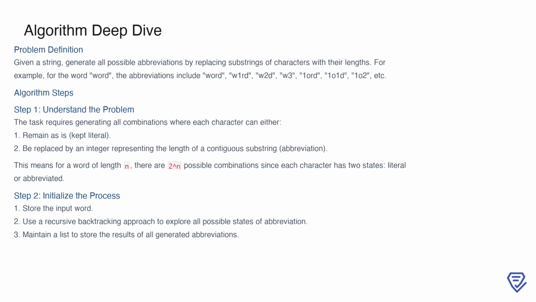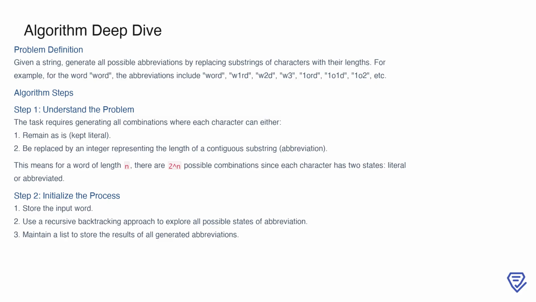To begin, this problem involves generating all possible abbreviations of a given string by replacing substrings of characters with their lengths. For example, if the word is "word", valid abbreviations include the original word, as well as variations like "w1rd", "w2d", "1o2", and so on. The key here is to understand that each character in the word has two choices: it can either remain as it is, or it can be replaced with an integer representing the length of an abbreviated substring. Because of these two possibilities for each character, a word of length n will have 2 to the power of n combinations.